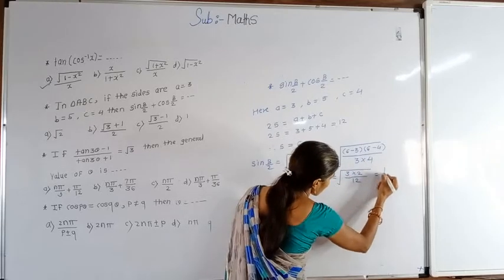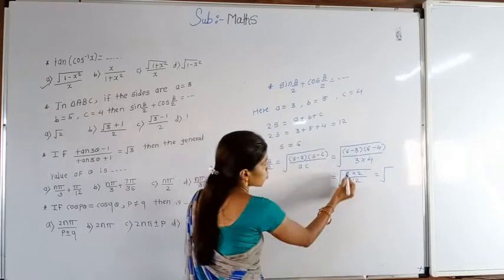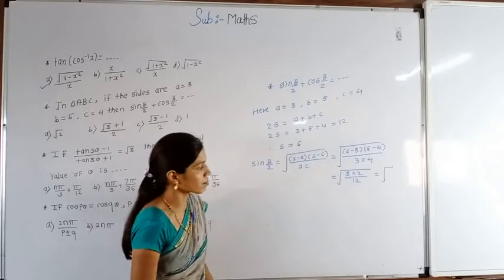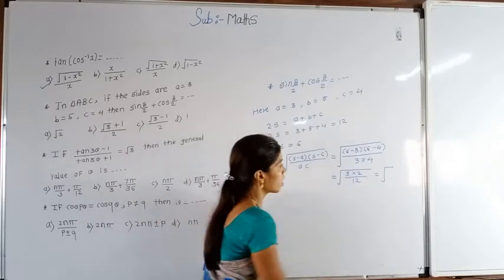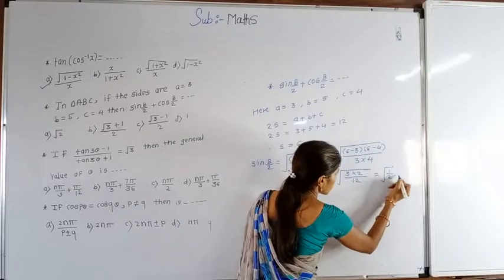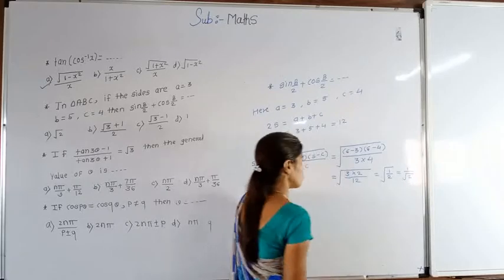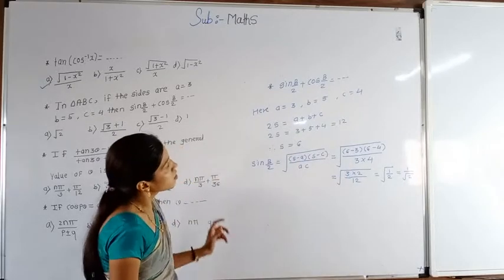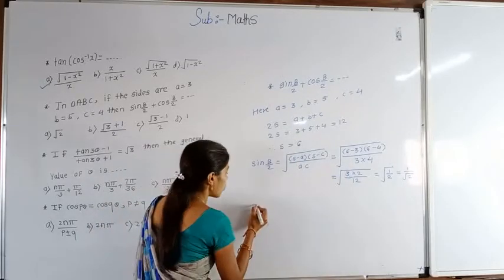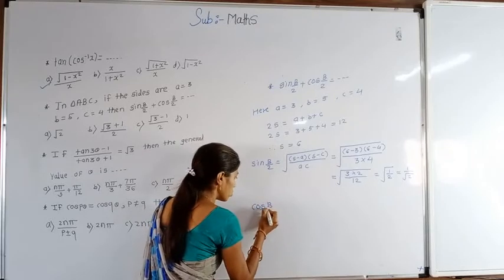We can write square root of 6, the product of these two terms gets 6, and we know that 6 over 12 is 1 divided by 2. It is also 1 divided by root 2. Okay, now see the next value is cos B by 2.